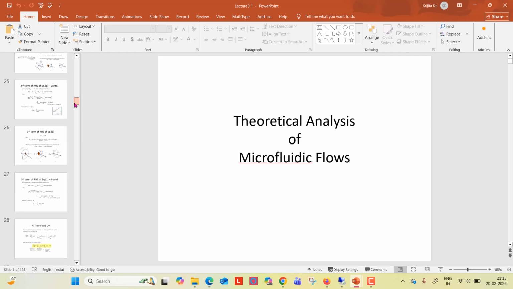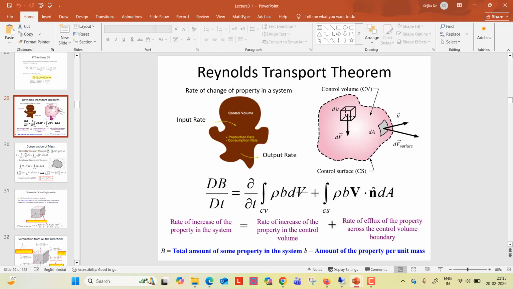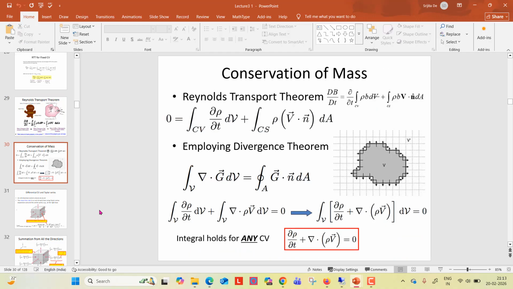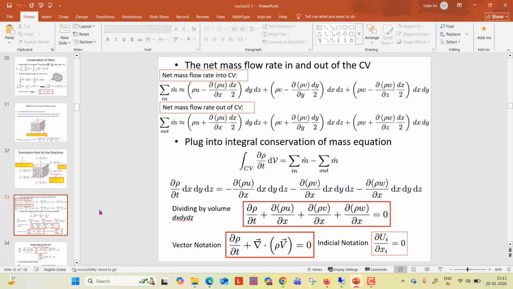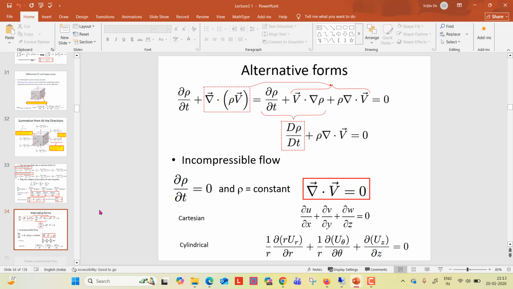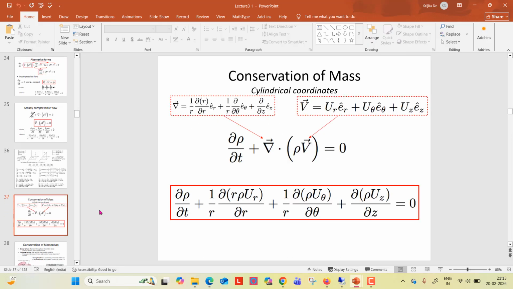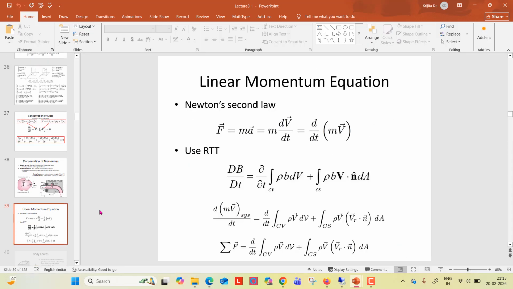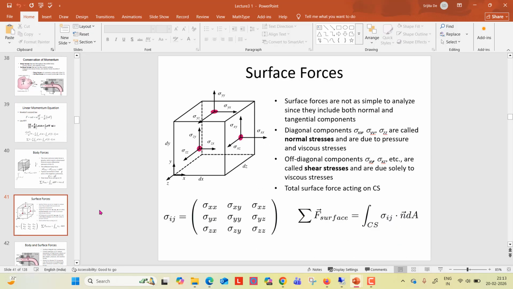So here this is the Reynolds transport theorem. You can see the conservation of mass, the conservation of momentum, and this is doing the summation. So this is the conservation of momentum. And this is the surface forces which we have talked about, right?